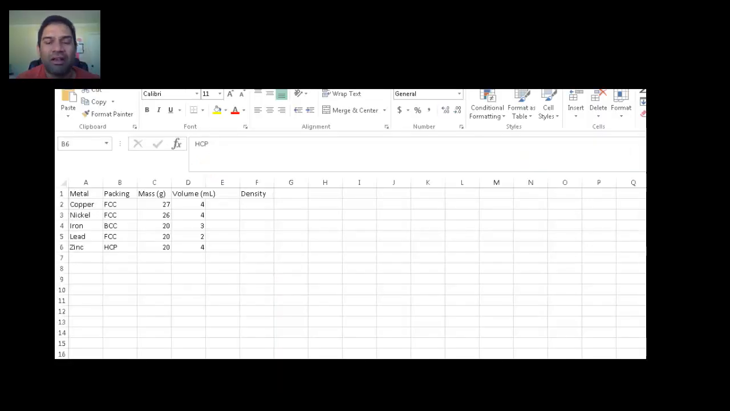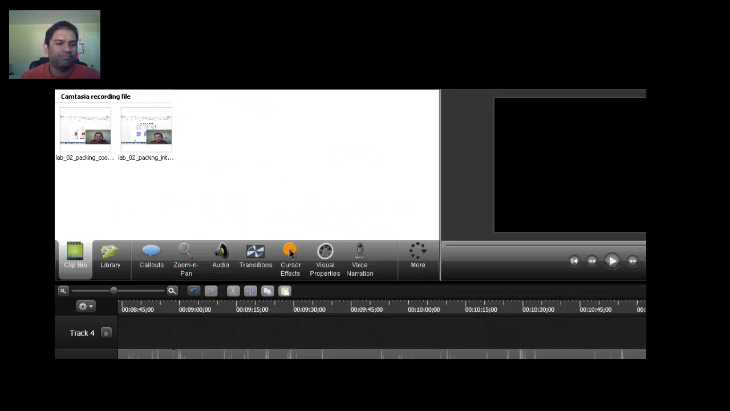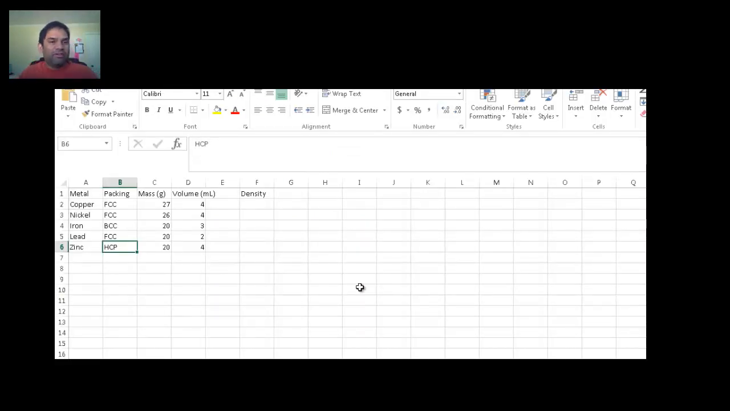So let's start going over the pre-lab and the post-lab. For the first pre-lab question, it's asking for deriving a procedure to determine the density. The way we derive the density is by weighing out a certain mass and then checking the volume displacement. So this is what I weighed.